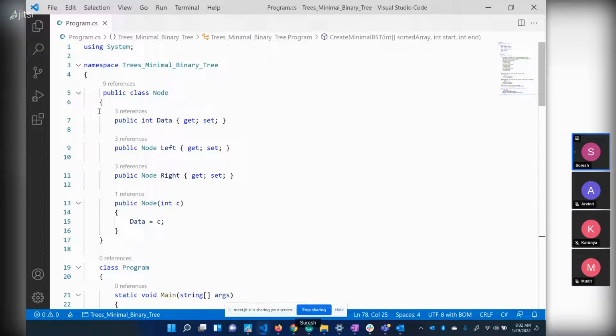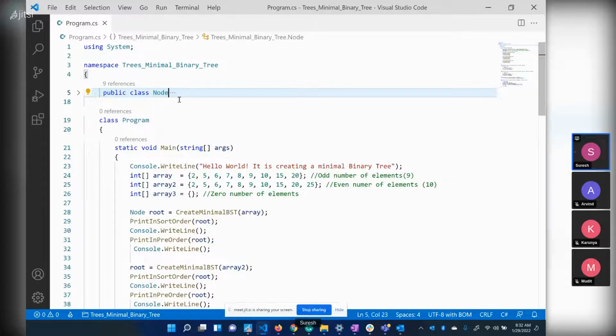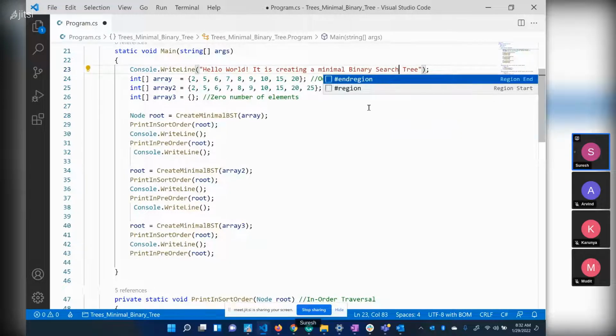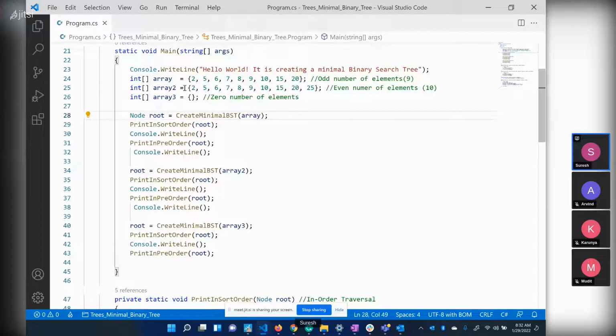Here is the algorithm. I'm going to explain and show it. You already know this is the node data: an integer data, left and right, a pretty basic node class. Hello world. This is creating a minimal binary search tree. It's not a binary tree, it's a binary search tree. Let's say this is an odd number of elements: here I took 9 elements, and here is an even number of elements, 10 elements, and I took 0 elements. These are 3 different use cases.